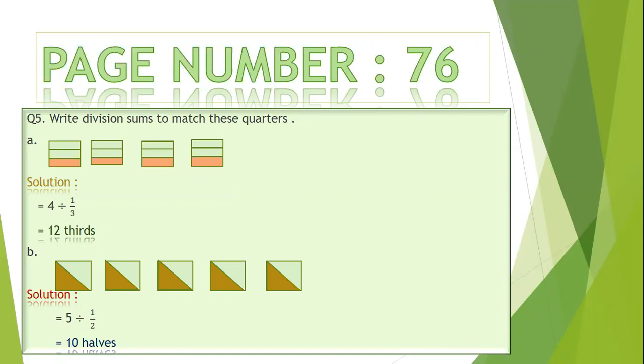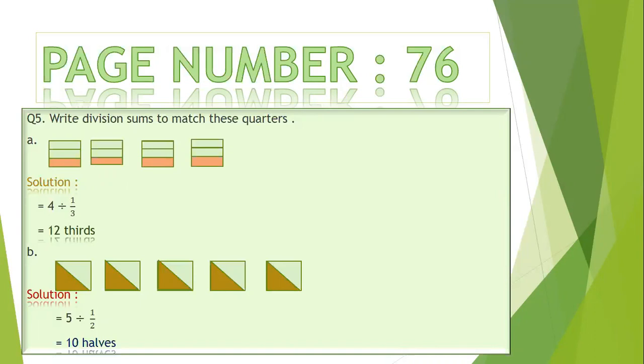In first part A, 4 diagrams are given and each diagram consists of 3 parts. It means that when we write in the division form, this is 4 diagrams, so we write 4 divided by how many fractions will be there. You see that in each part one portion is colored, so the fraction regarding the diagram is 1/3. 4 divided by 1/3.